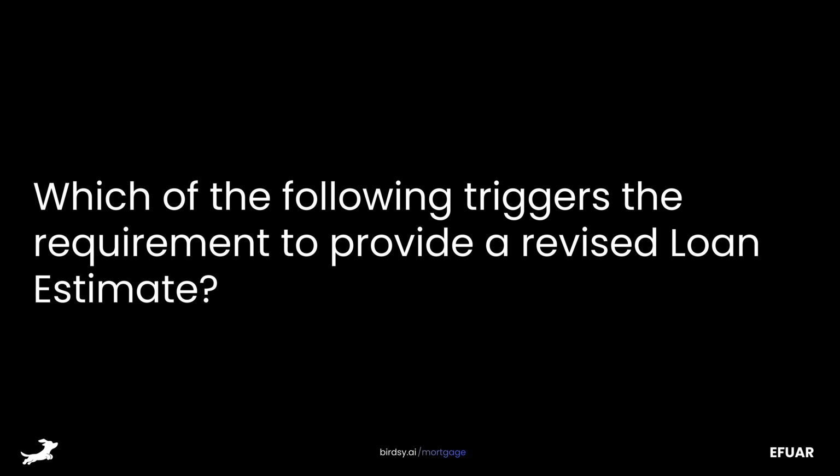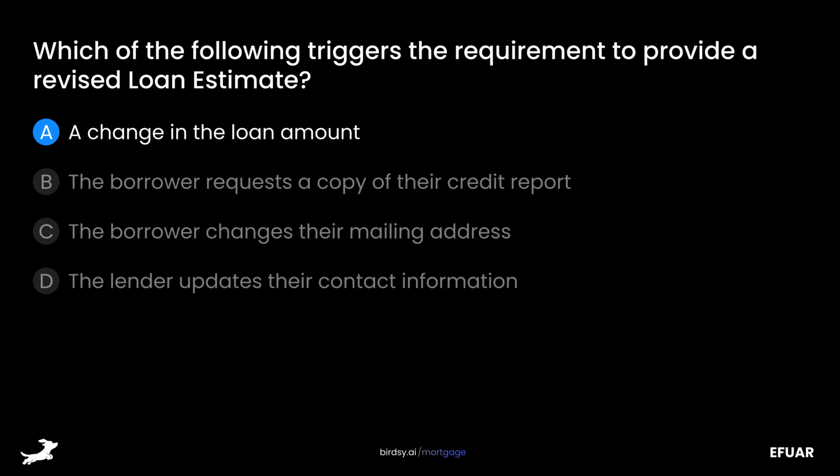Which of the following triggers the requirement to provide a revised loan estimate? Is it A, a change in the loan amount? B, the borrower requests a copy of their credit report? C, the borrower changes their mailing address? Or D, the lender updates their contact information?